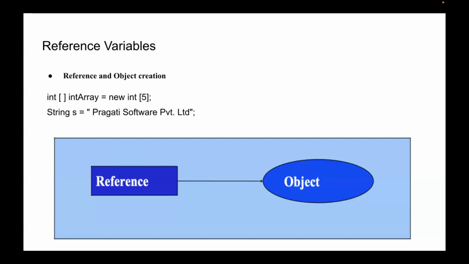How is the memory managed? Basically, I'll teach you that these objects will be stored on the heap, and these reference variables, or the local variables, will be stored on the stack. We'll go ahead and see these things. But this we have already seen. Int array is basically your reference here. New int 5 is basically the object that we created, and this reference is pointing to this.